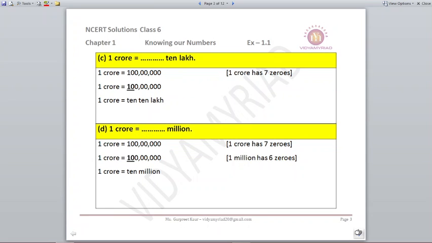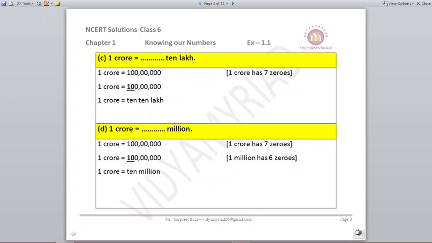Next, 1 crore is equal to dash 10 lakhs. Now 1 crore consists of 7 zeros. Lakh has 5 zeros. 10 has 1 zero. So on the right hand side already 6 zeros are there. So what is remaining? 1 zero, that is 10. So again the answer is 10 lakhs.